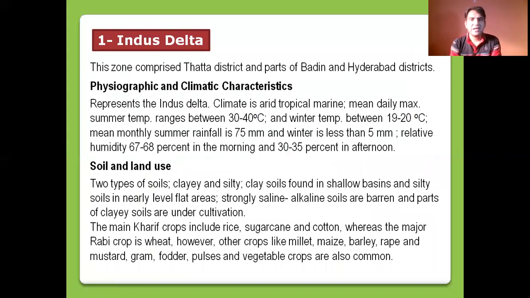So we will start from the Indus Delta. We'll go one by one. What we'll see in these different agro-ecological zones, we'll see their physiographic characteristics and what are the places or regions that are coming in those regions. We also see the soil type.